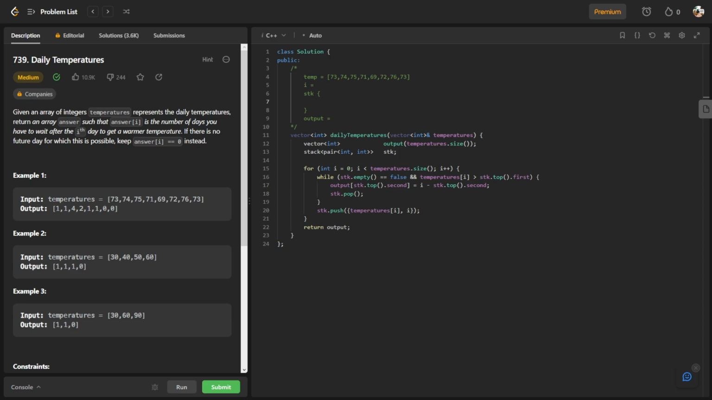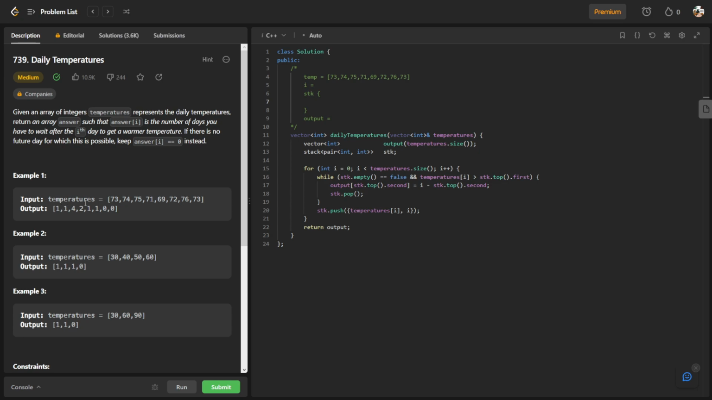LeetCode Problem 739, Daily Temperatures. This problem gives us an array of integers, which I will call temperatures, and we have to return an array answer such that answer[i] is the number of days you have to wait after the ith day to get a warmer temperature.